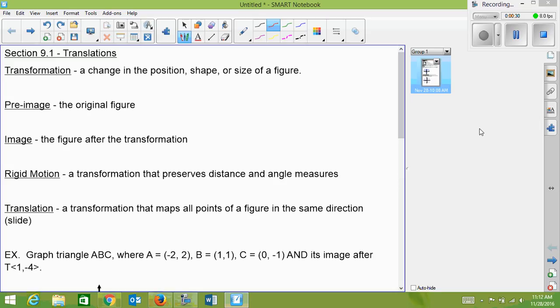Translation, which is what we're going to be doing in this section. There are many different types of transformations. A transformation that maps all points of a figure in the same direction, so it is also called a slide.